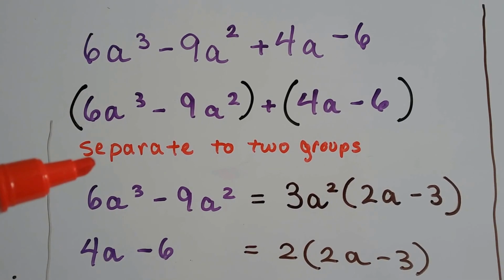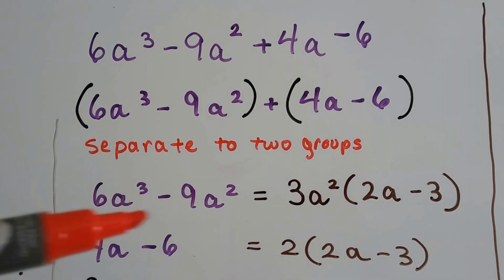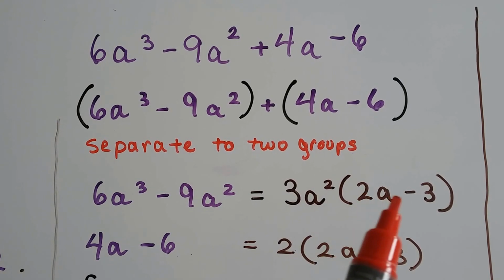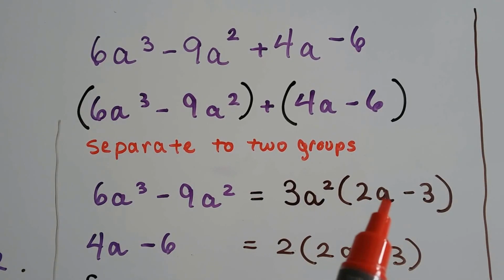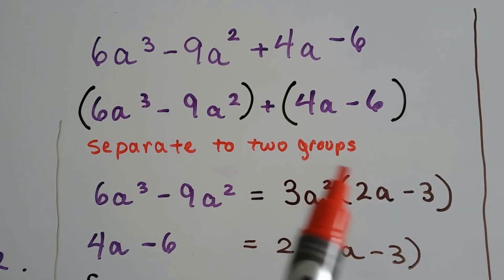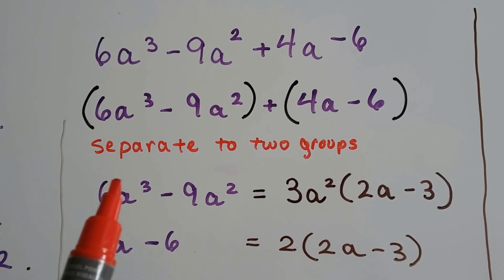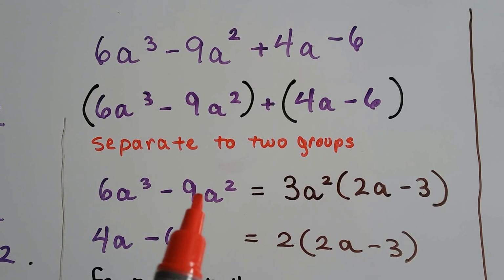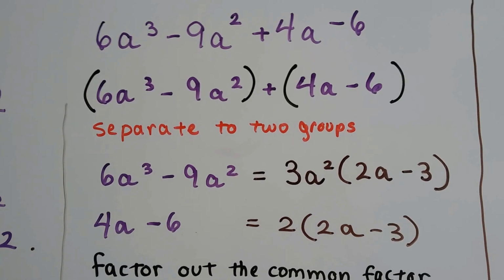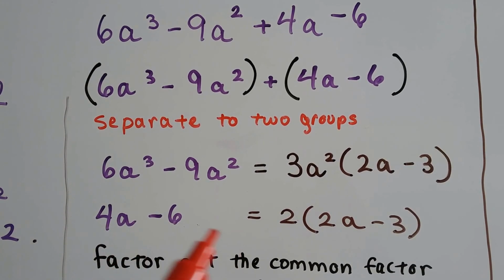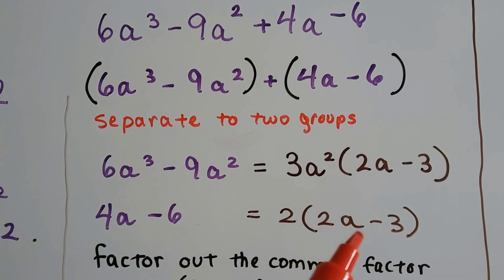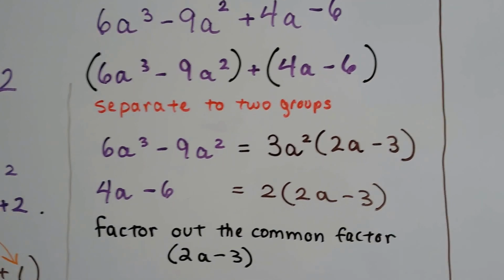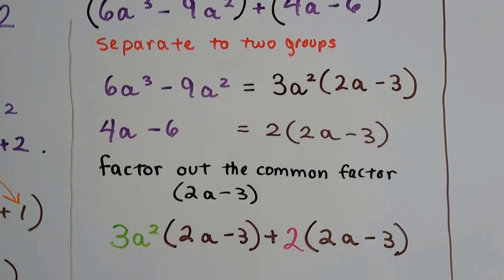We can pull out a 3a squared out of here because they both have a common factor of 3, don't they? And that's going to give us a 2a minus 3 inside the parentheses. See? When we multiply these together, we get the 6a to the third. And when we multiply these together, the outside ones, we get 9a squared. See? We can factor the 4a minus 6 as a 2 times 2a minus 3. We can factor out that common factor, that 2a minus 3.